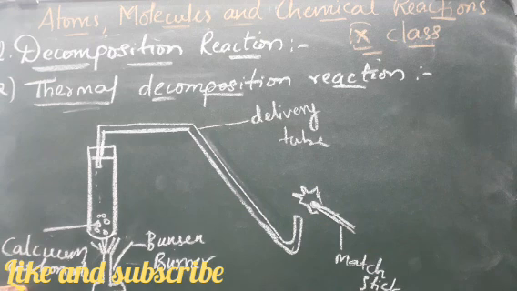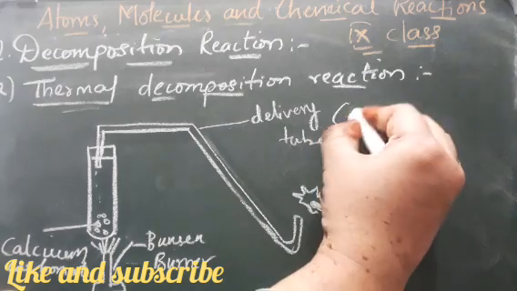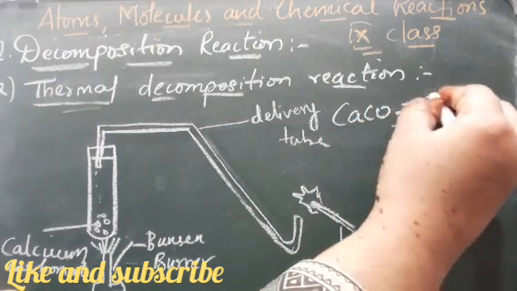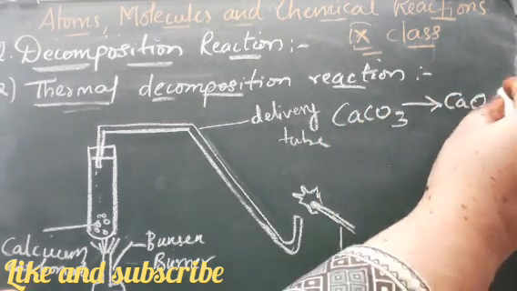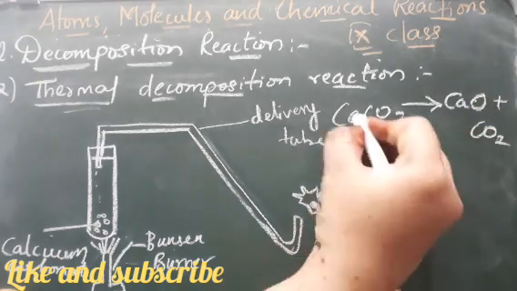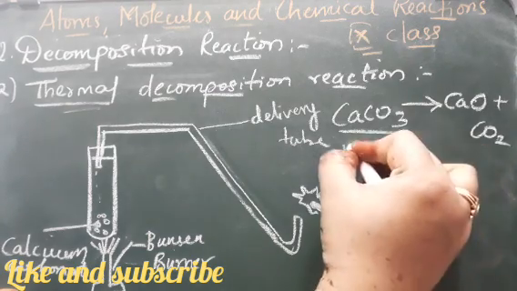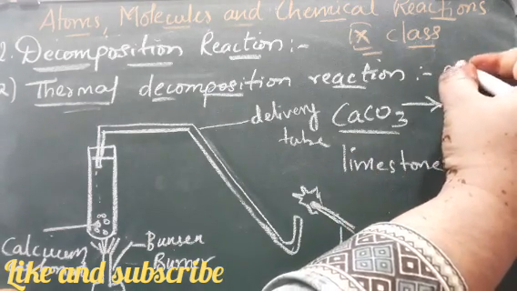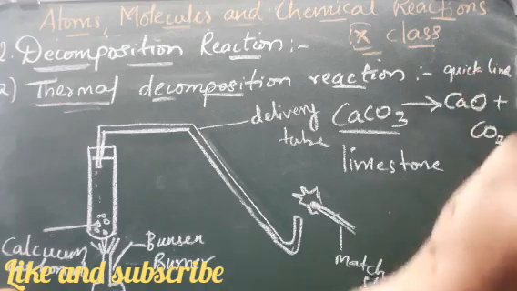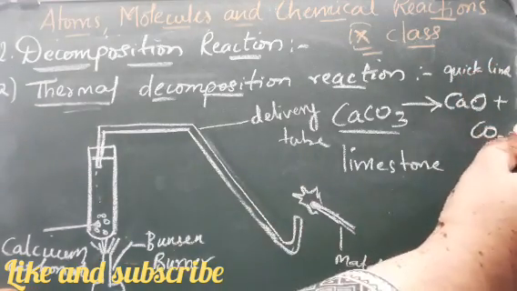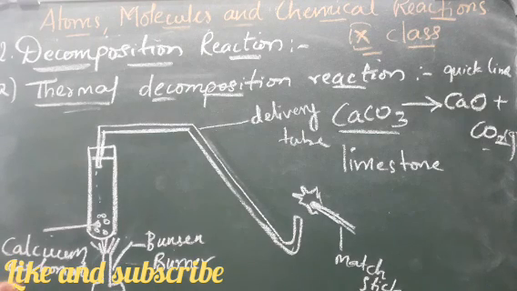So the heat here is decomposing the reactants into the products, that is, calcium carbonate, that is limestone, into CaCO3 is getting converted into CaO plus carbon dioxide. Calcium carbonate is nothing but limestone. So limestone is getting converted into quicklime and carbon dioxide gas. Fine. This is your thermal decomposition reaction.